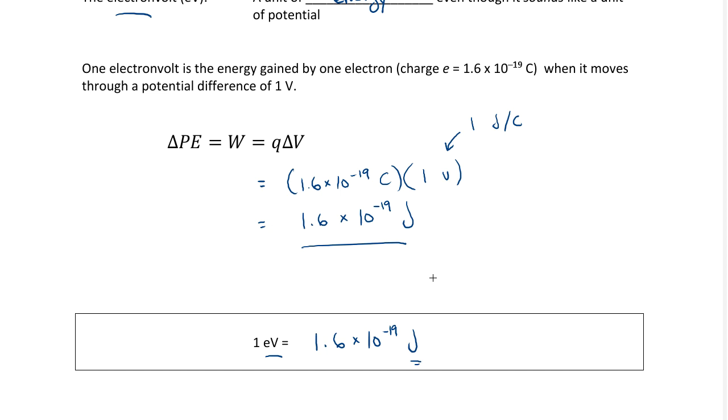Just like we wouldn't want to measure the time scale of molecular events in weeks, months, or years, we don't want to have to measure their energies in a large unit like a joule. So an electron volt is just a much smaller unit. Just keep in mind that it's a unit of energy, not a unit of potential, and you won't let yourself get confused. So that's the electron volt.